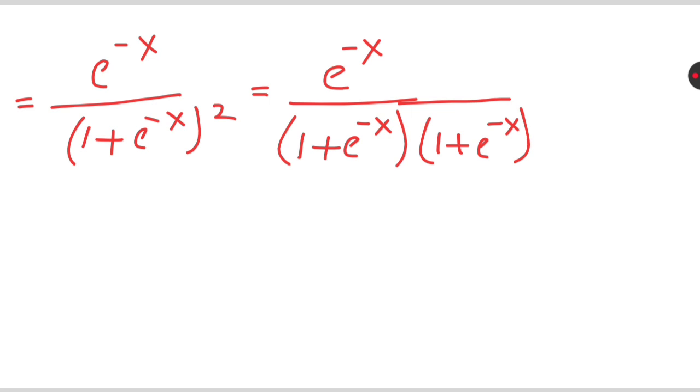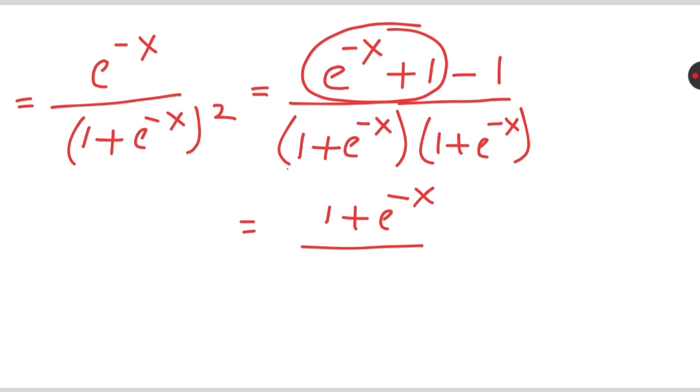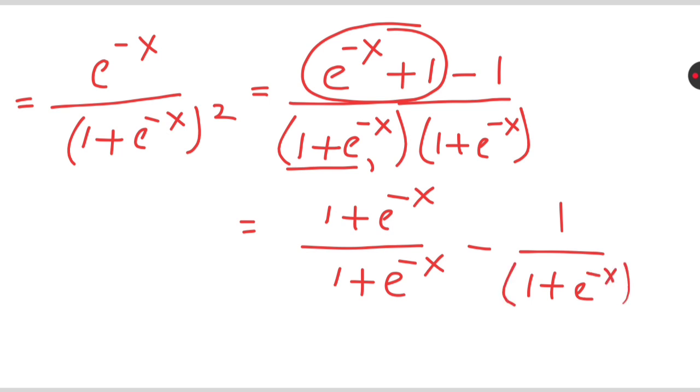Now in the numerator, if you add plus 1 and subtract 1, it won't change the numerator, isn't it? We can write this as 1 plus e raised to the power of minus x, that is the two terms, over, you can use one term for the 1 plus e raised to the power of minus x. We have a minus, so let's use minus 1 over 1 plus e raised to the power of minus x. So I divide into two parts. Here we can get cancelled. So it turns into only 1 minus 1 over 1 plus e raised to the power of minus x.